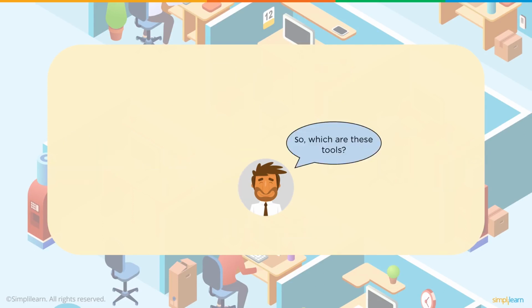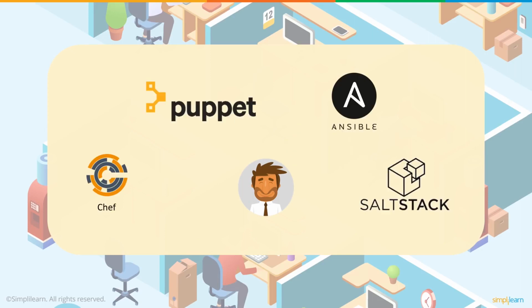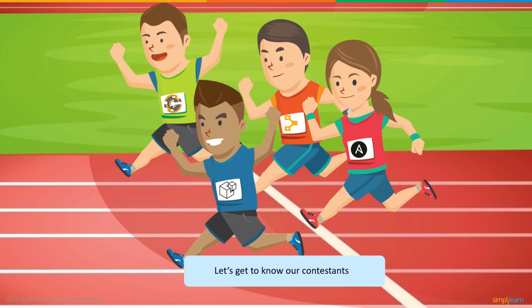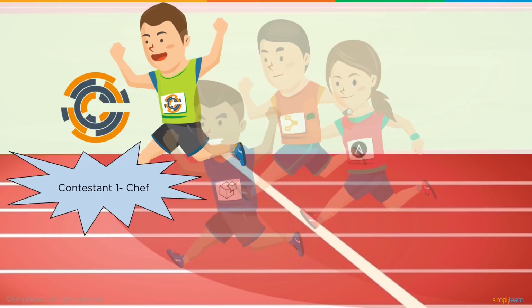All right, let's go through the tools and see which ones we can use. The tools that we're going to go through are Chef, Puppet, Ansible, and SaltStack. And we have videos on most of these software and services that you can go and view to get an overview or a deep dive in how those products work. So let's go and get to know our contestants. So our first contestant is Chef.